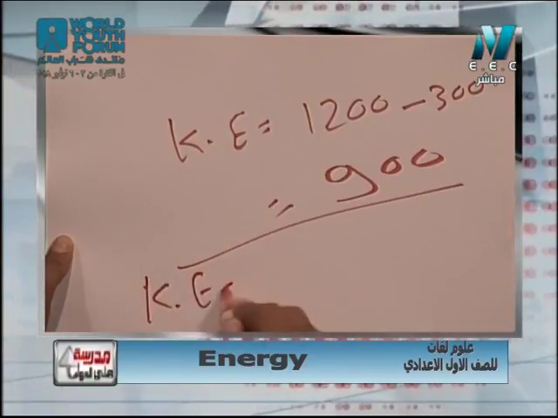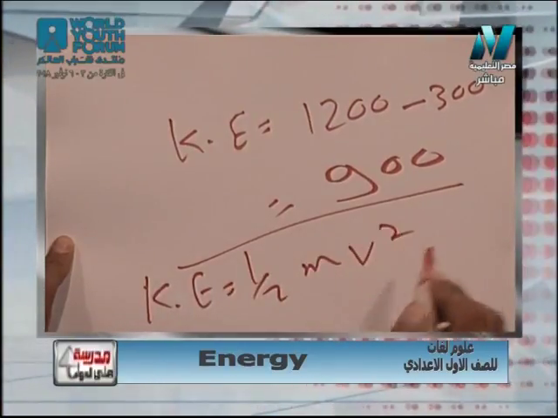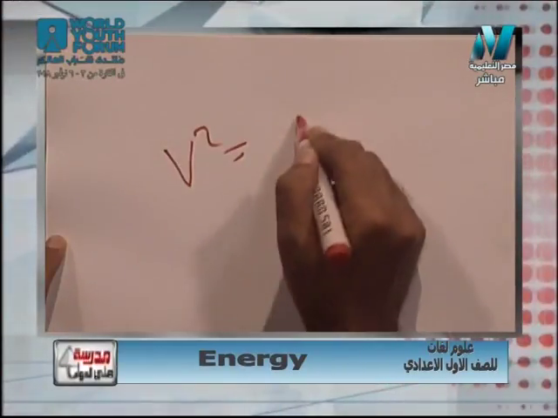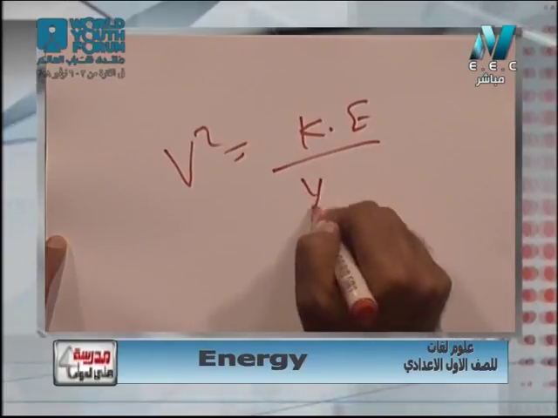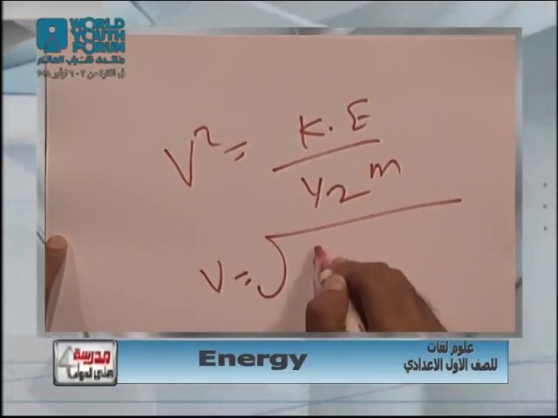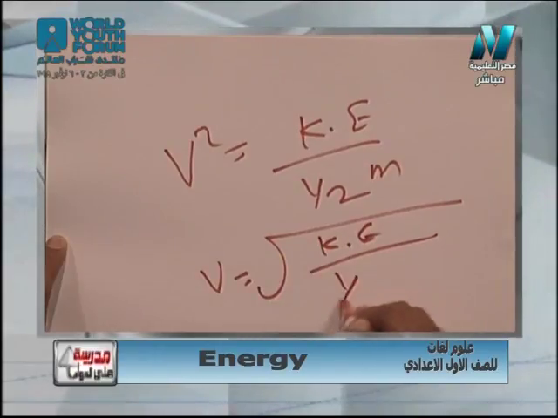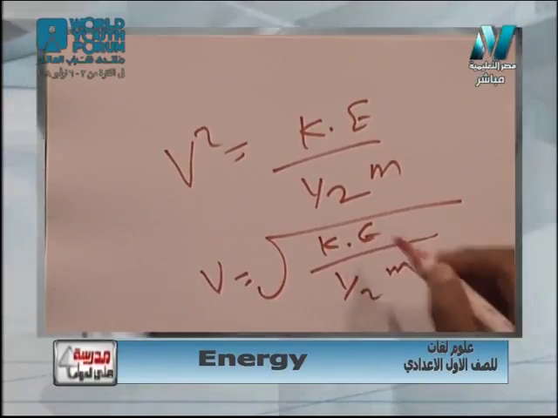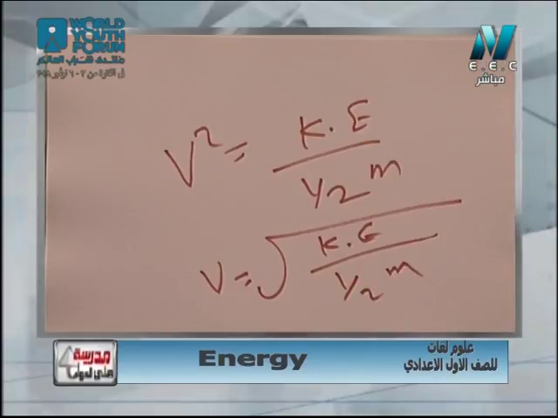Kinetic energy equals half mass velocity squared, so velocity squared equals kinetic energy divided by half mass, so velocity equals the square root of kinetic energy divided by half mass. And now I have the kinetic energy and the mass, so I can easily get the velocity.